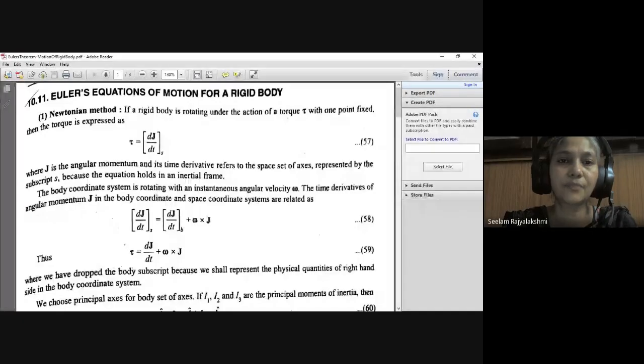Euler's equations of motion for a rigid body. Here we have two methods. The first one is the Newtonian method. Let us consider the Newtonian method.